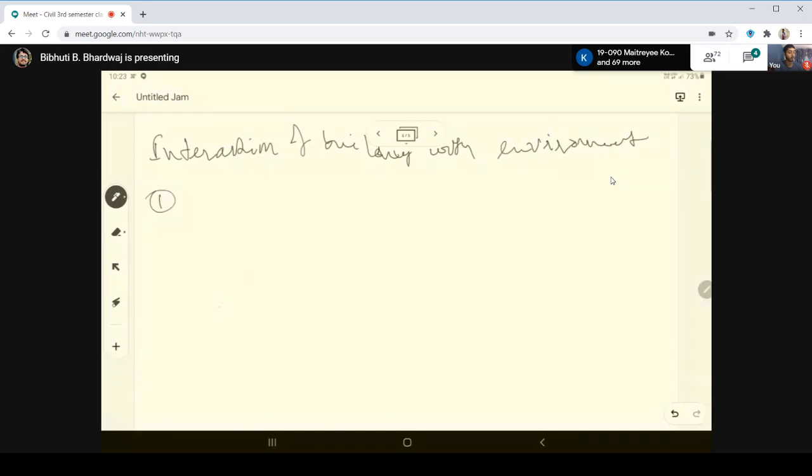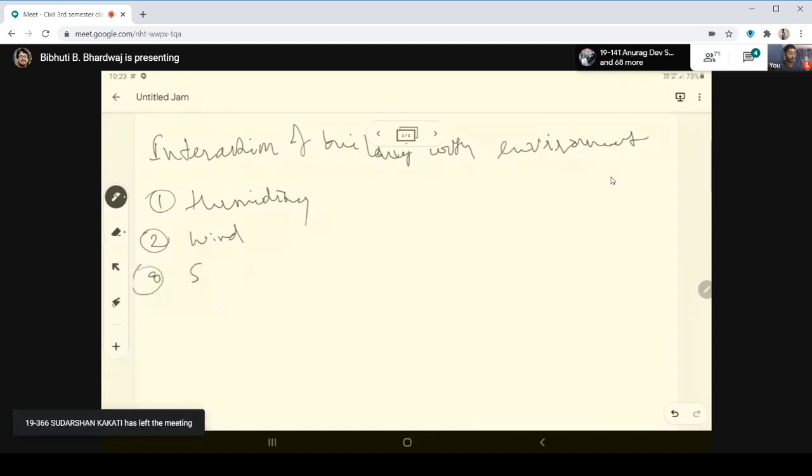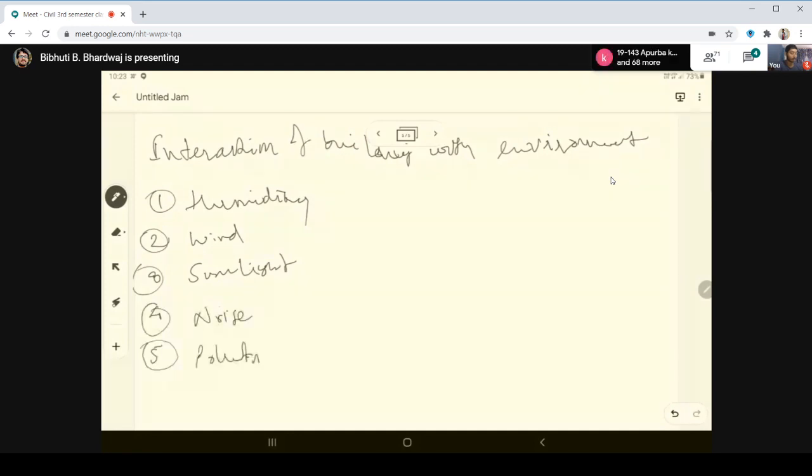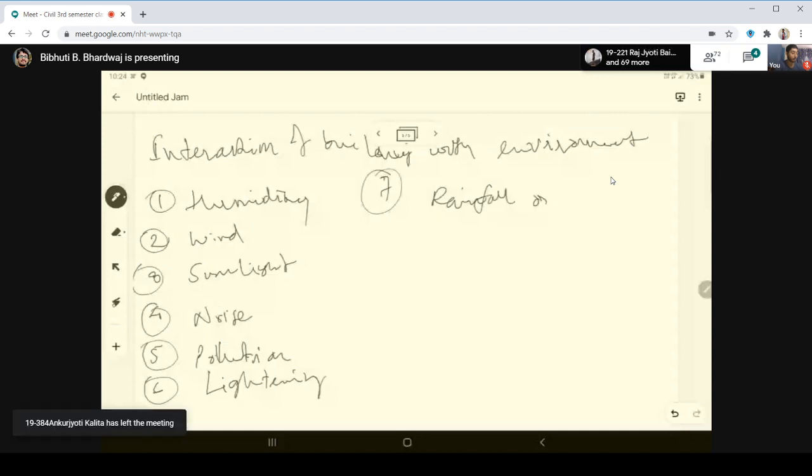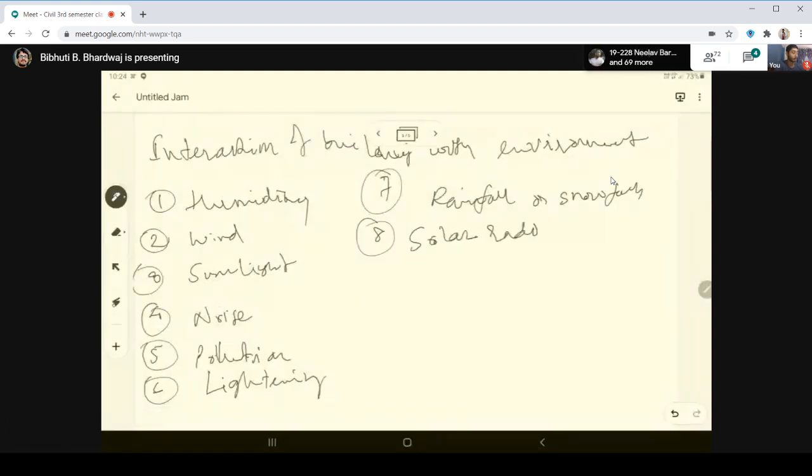There are 9. The first one is called humidity. Second one is called wind. Third one, you write down sunlight. Fourth one, noise. Fifth, pollution. Sixth, lightning. 7, rainfall or snowfall. 8 is solar radiation, and 9 is air temperature.